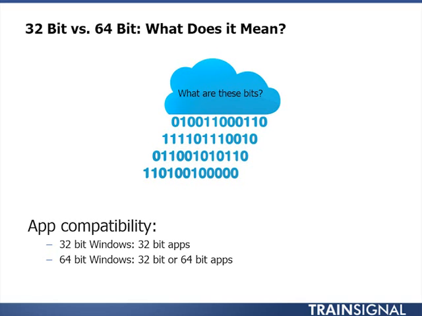Now, the biggest difference you'll notice is application compatibility. 32-bit versions of Windows can only run 32-bit apps. If you happen to install the 64-bit version of Windows, you can still run 32-bit apps. You can also run 64-bit apps, which can take advantage of all that extra memory that it can address.